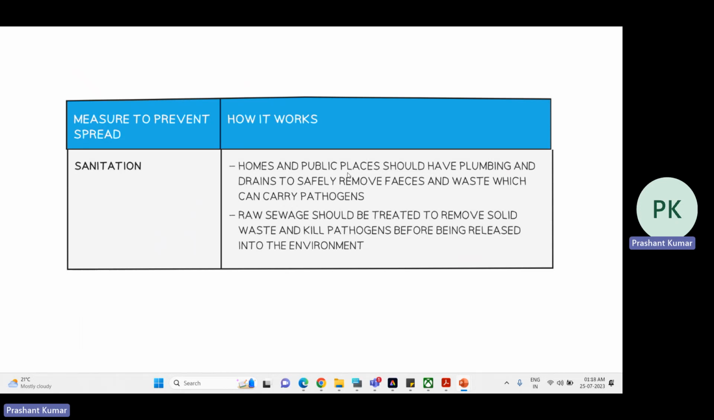Sanitization. Homes and public places must have plumbing and drains to safely remove feces and waste, which can carry pathogens. Raw sewage should be treated to remove solid waste and kill pathogens before being released into the environment. So all these things must be considered when we are working on bacteria. We want to be free from all these, so for that we have to work.